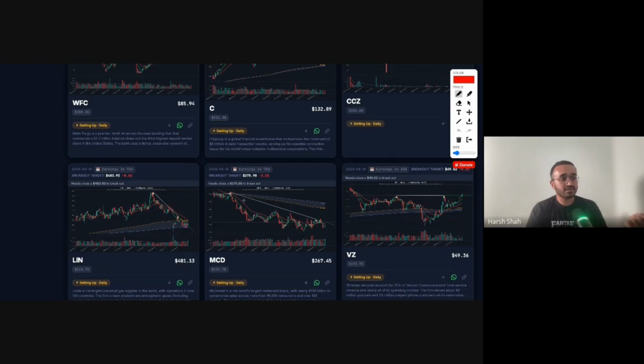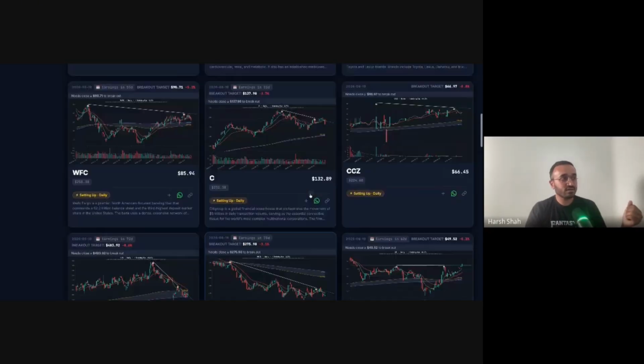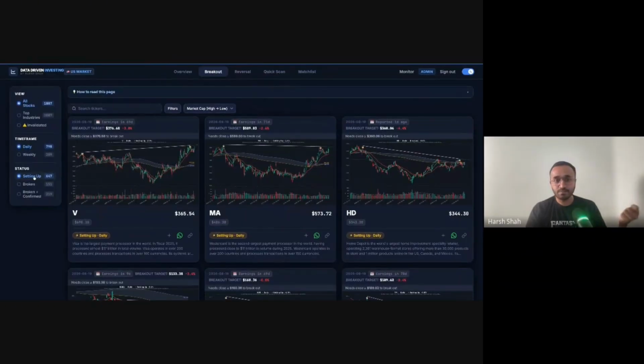Here, this is McDonald's. It got rejected, got rejected, got rejected. And this is the one I'm watching pretty closely. This is a really good company, and I don't want to enter trying to find the bottom. I want to enter on strength. So this is my scanning process. This was the setting up bucket.